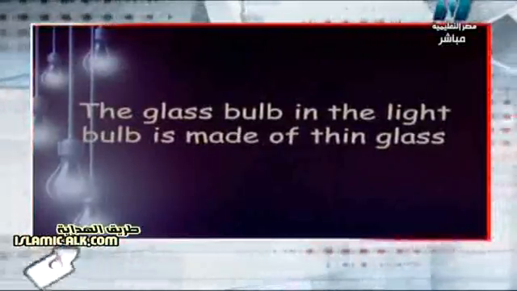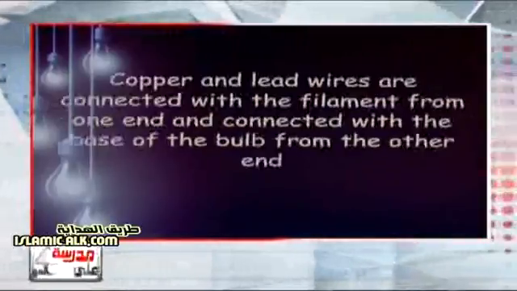Another question. The glass bulb in the light bulb is made of thin glass, surely to allow light to pass through to the outside area. To allow light to pass through to the outside area. Again, to allow light to pass through to the outside area.